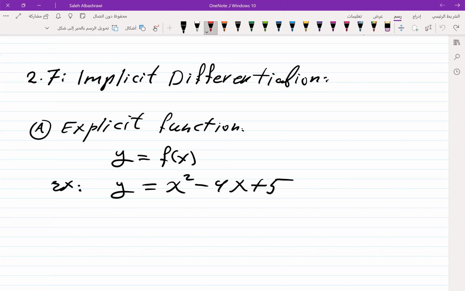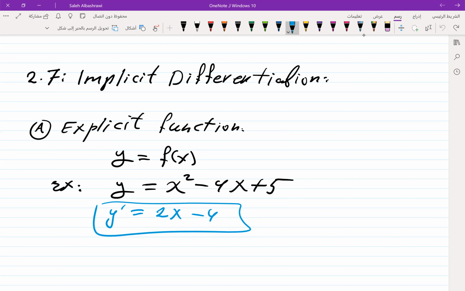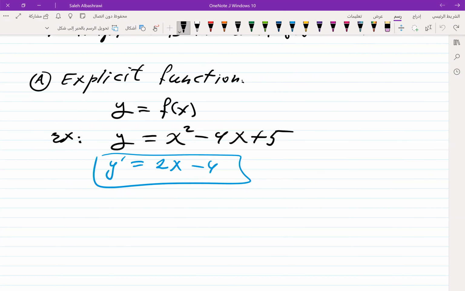If we differentiate this function, the derivative y prime is equal to 2x minus 4. It's very easy to find. But in some cases, the variable y is not written explicitly as a function of f of x. We cannot separate y from x. That's what's called the implicit function.